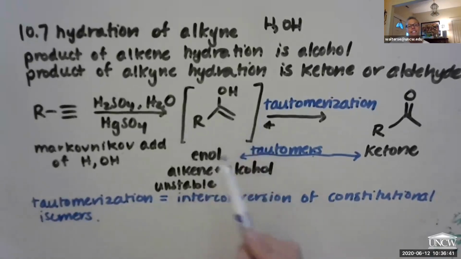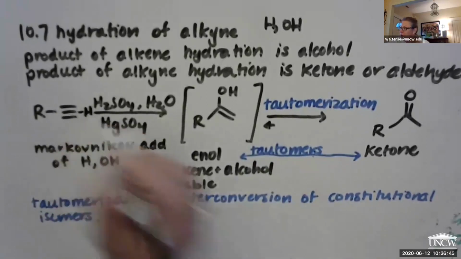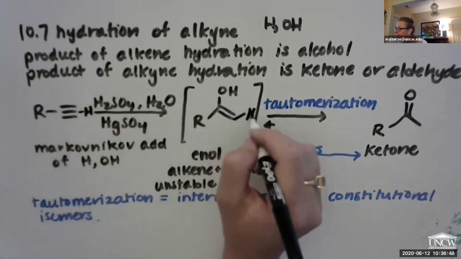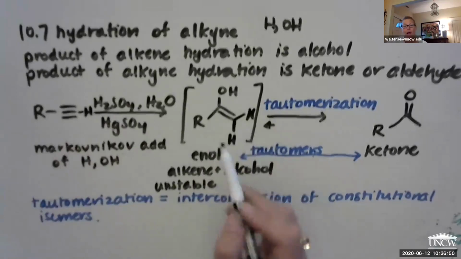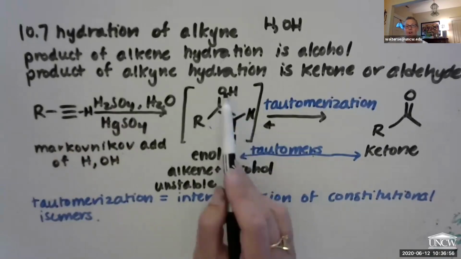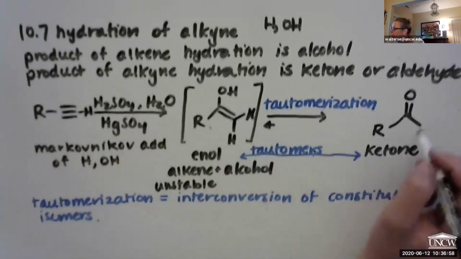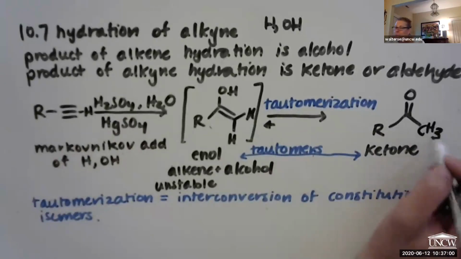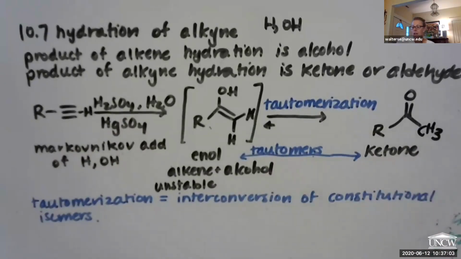So the reason to consider the enol is that the enol shows you that what you're adding initially across the pi bond is a hydrogen and a hydroxide. That's why it's called a hydration reaction, because you add H and OH. But then since that enol is not stable, you end up undergoing this interconversion and you end up making a ketone.